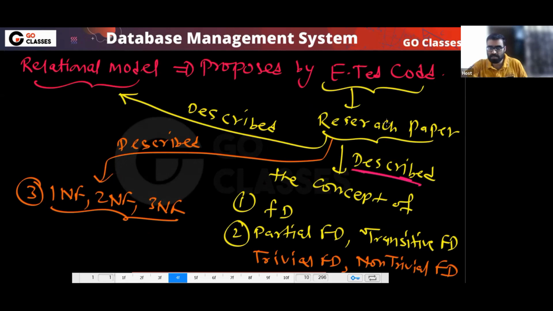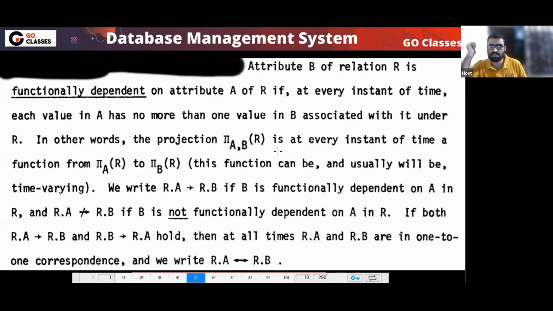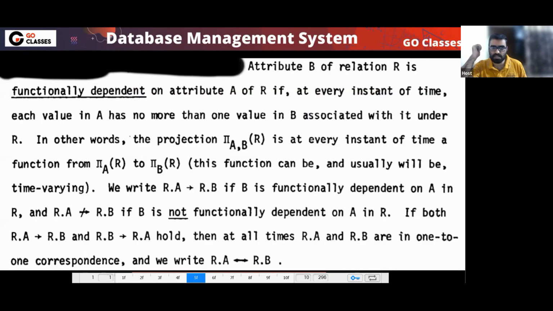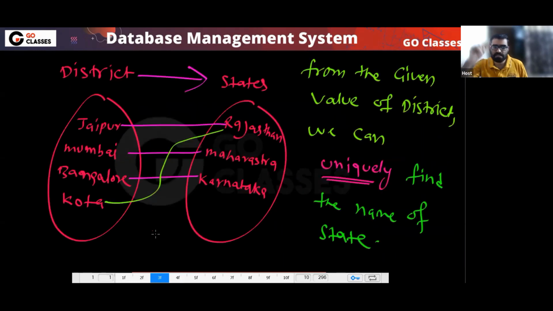If anyone is interested, I can send you the original research paper. It was published in 1971. This screenshot is taken from that research paper, and you can notice here that he has defined the concept of functional dependency. We have already seen this, but there is one interesting thing you can observe from this screenshot.